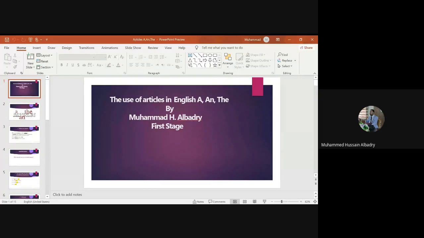Today we have the use of articles in English. A, an, and the. These are called articles. A, an, the. We have just a brief explanation about each one of them.